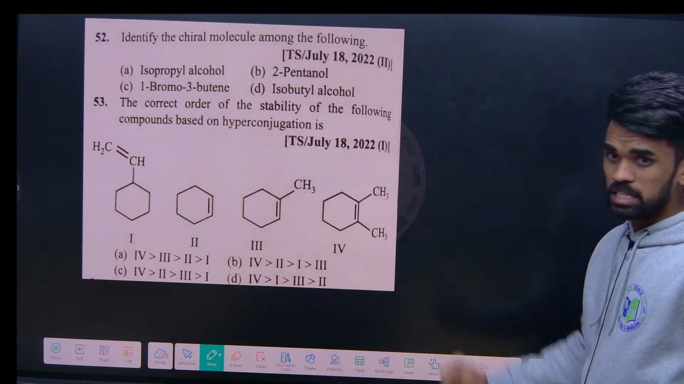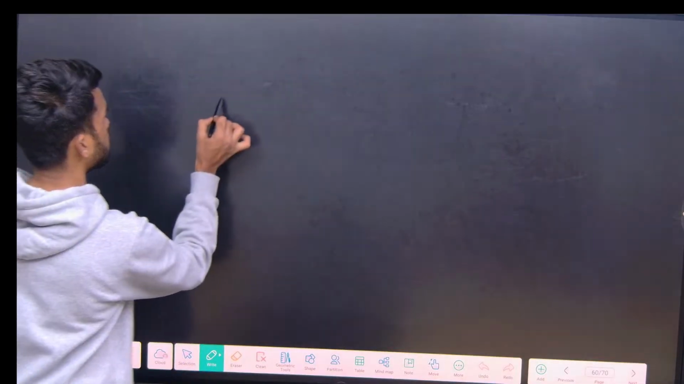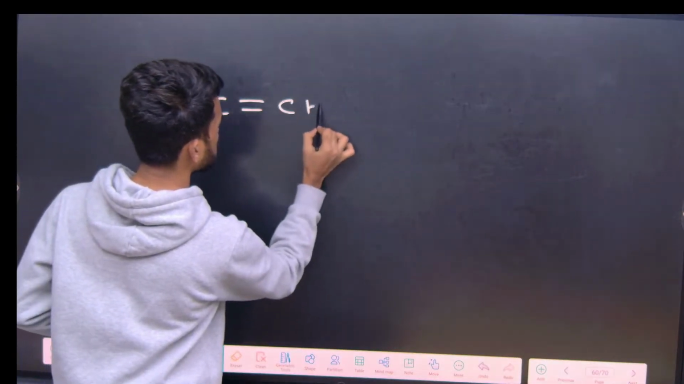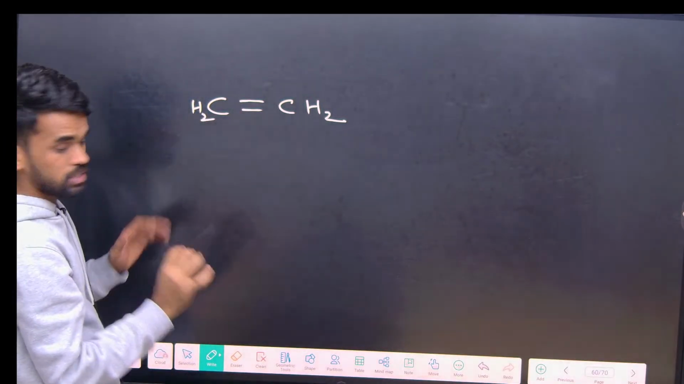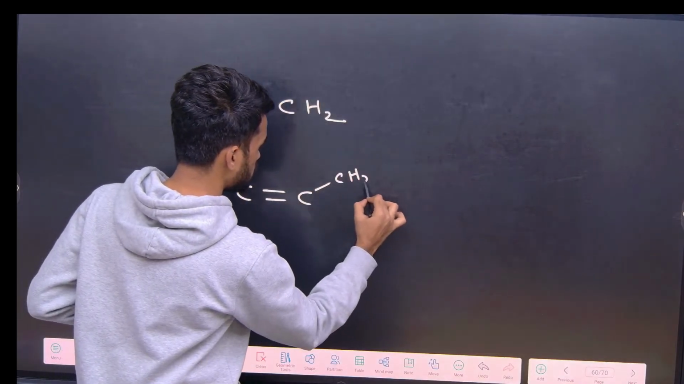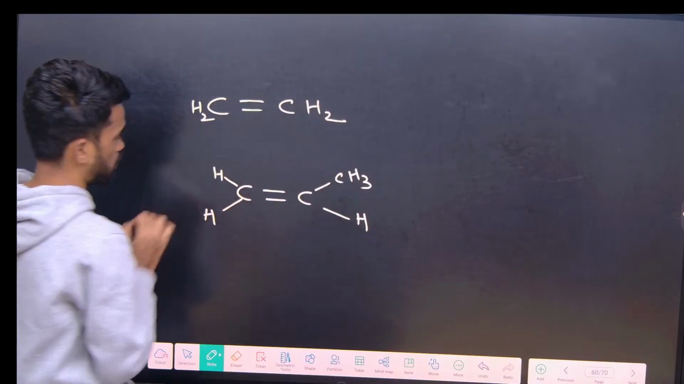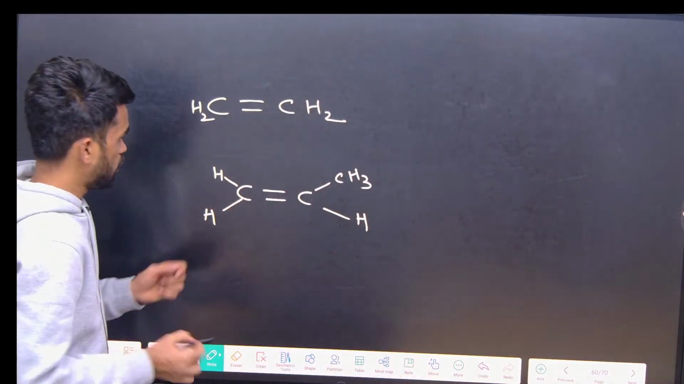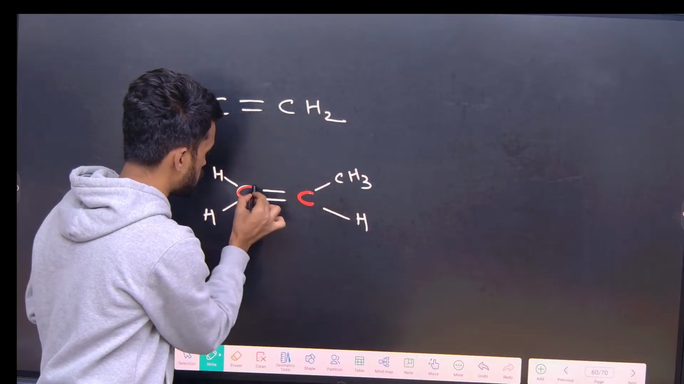One more application of hyperconjugation is the stability of alkenes. What is the third application? Stability of alkenes. See, I am writing the alkene like this, CH2=CH2. This is an alkene only, ethene. Now I am writing the same double bond carbons here, with CH3 here, and hydrogen, hydrogen, hydrogen, like this. Now if you see, there are adjacent carbons to these double bonded carbons.